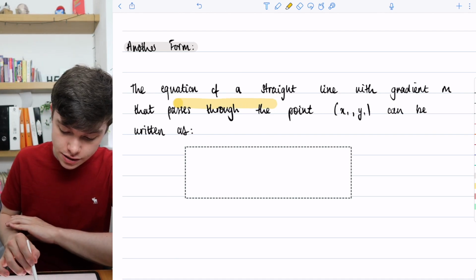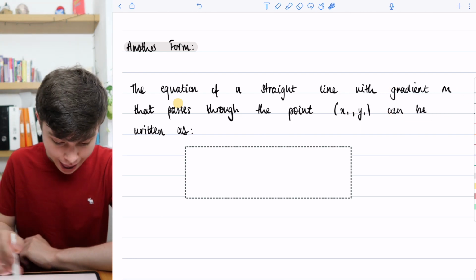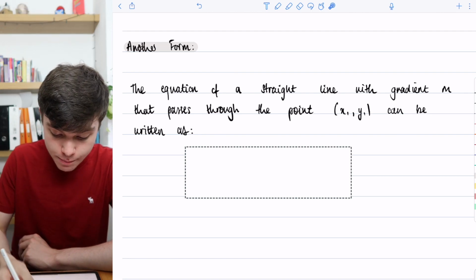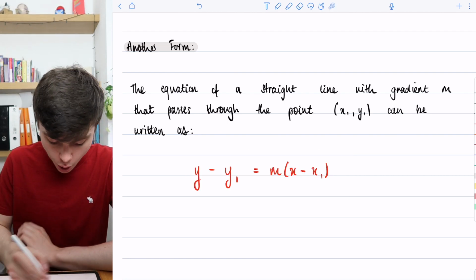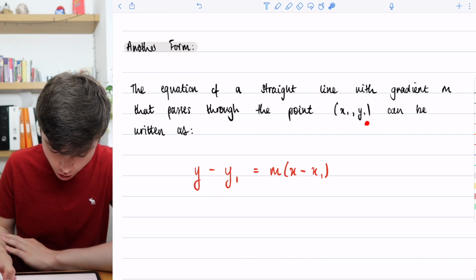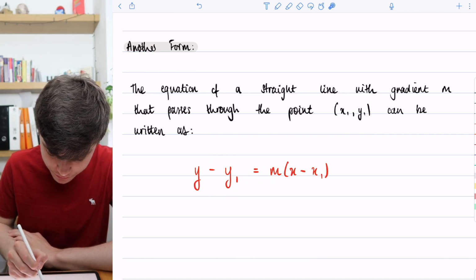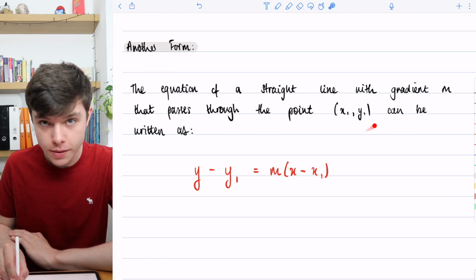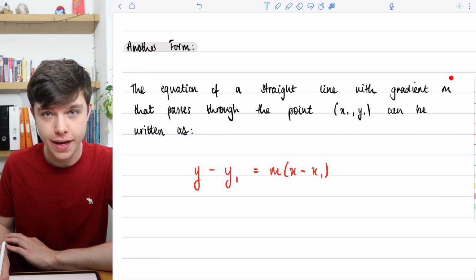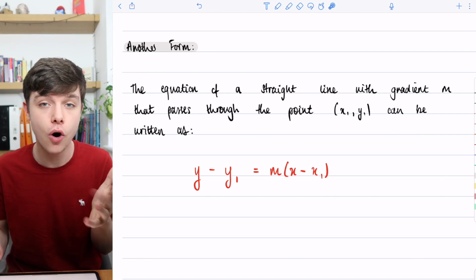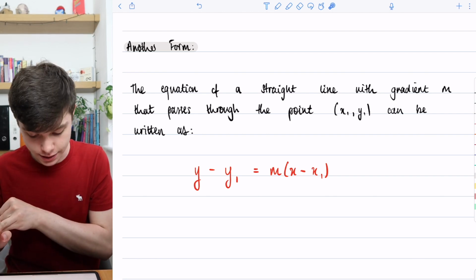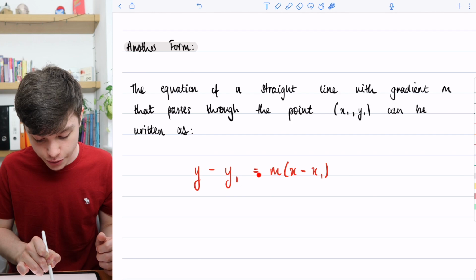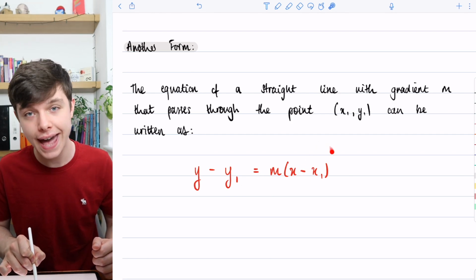Okay, now another form of the equation of a straight line is actually easier to use. If we've got the equation of a straight line with gradient m, and it passes through the point (x1, y1), the equation can be written like this. y minus y1 is equal to m times x minus x1. So we've just got one point here, and we've got the gradient. And that's what's quite good about this form. We just need one point and the gradient, okay? Then the equation is y minus the y value equals m times x minus the x value.